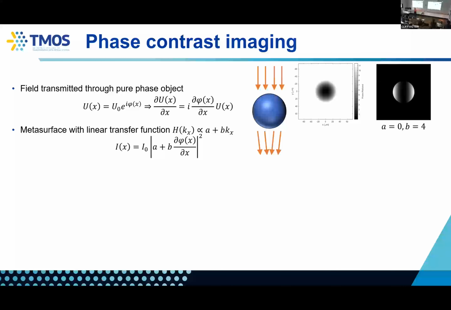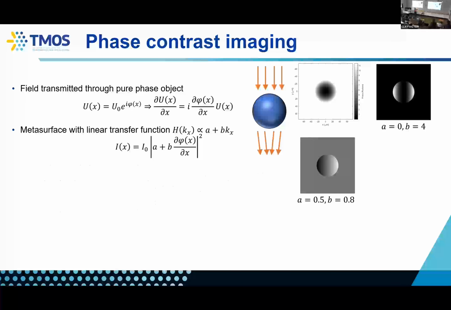If we then look at the intensity emerging in the case where we don't have that offset term, so A is equal to 0, we end up with that image on the right. As I mentioned before, we've lost information about the sign of the gradient. If we introduce that offset, we get this image, and I've shown you a couple of examples like this already.